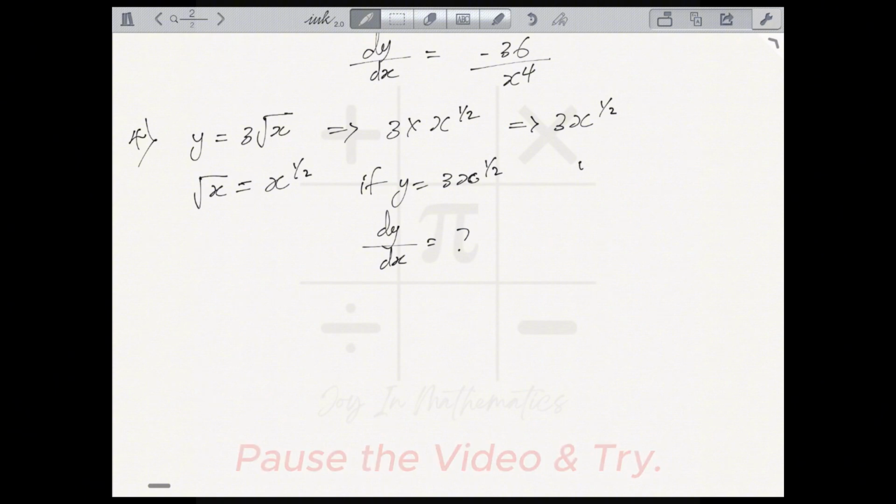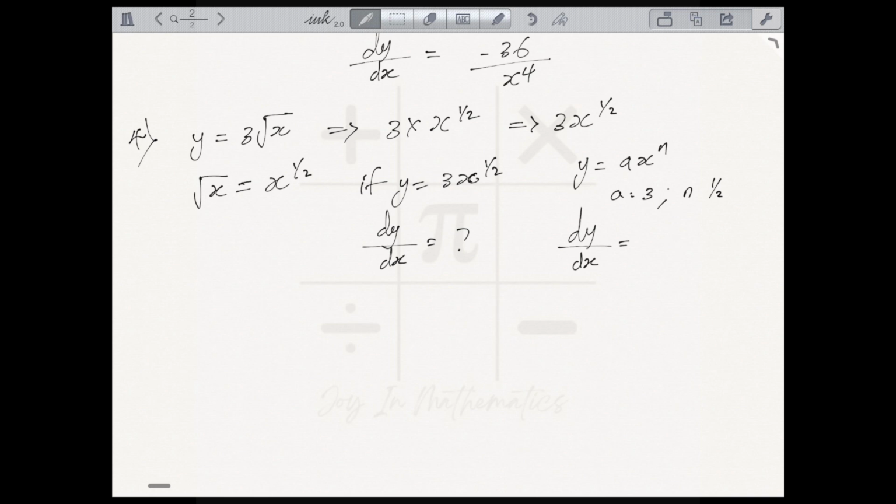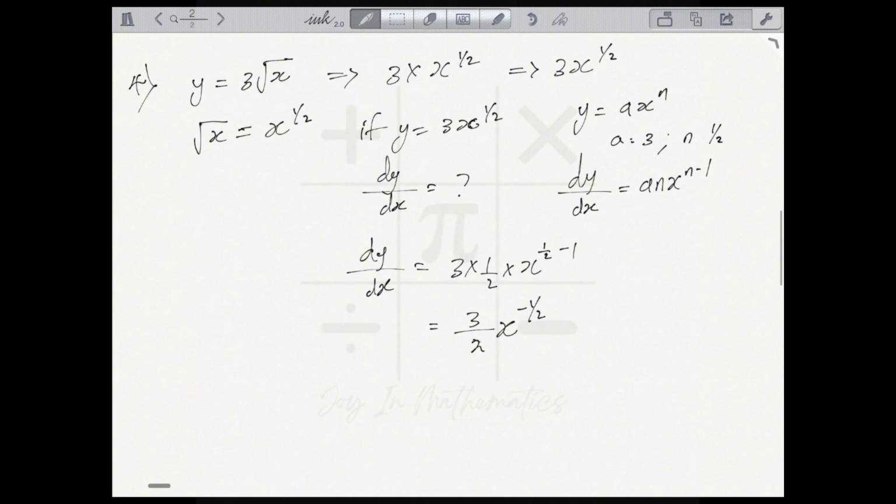Now, comparing it to y equals ax raised to power n, we have that our a is equal to 3 and our n is equal to 1 over 2. And in this format, our dy/dx is equal to an x raised to power n minus 1. Therefore, our dy/dx is equal to a multiplied by n, that's 3 multiplied by 1 over 2, multiplied by x raised to power n, 1 over 2 minus 1. That will give us 3 over 2 x raised to power minus half. You can leave your answer like this, or you convert back.